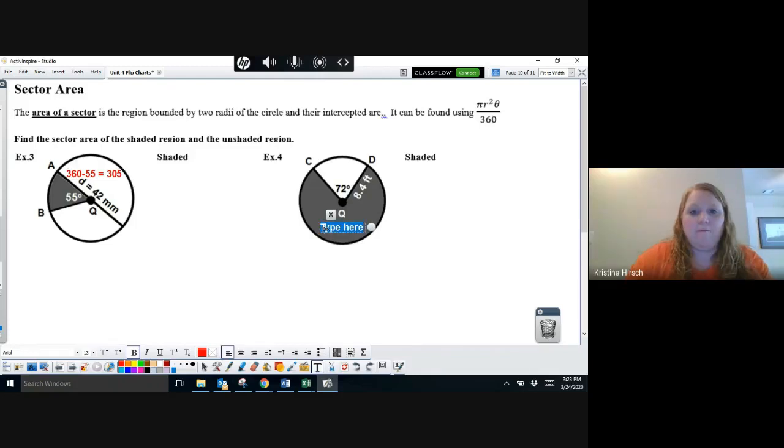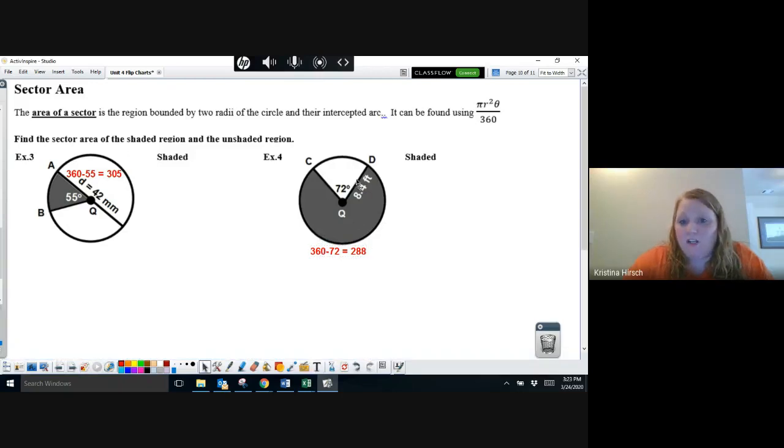On example 4, 360 minus the 72 degrees gives us 288 degrees. All right, so that's how many degrees is in the shaded. So this time they gave us the unshaded, but we needed to figure out the shaded. So it just depends on what information they give you.